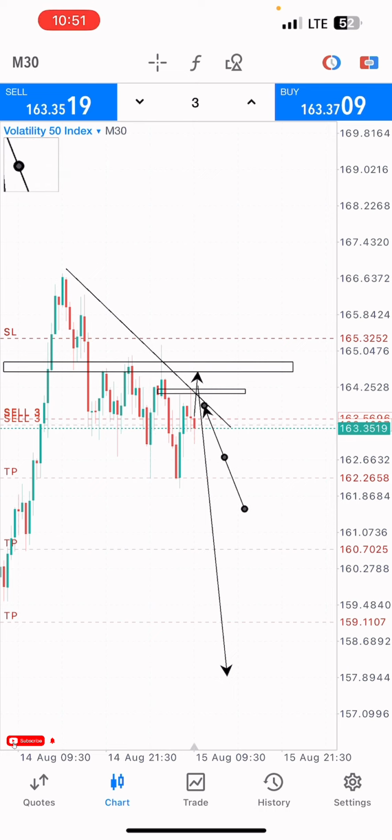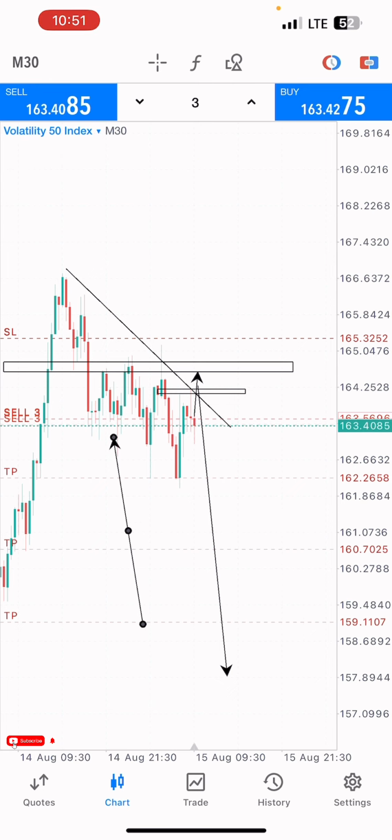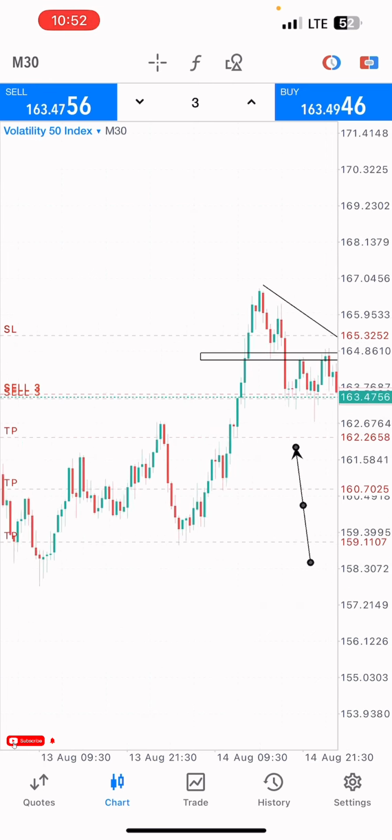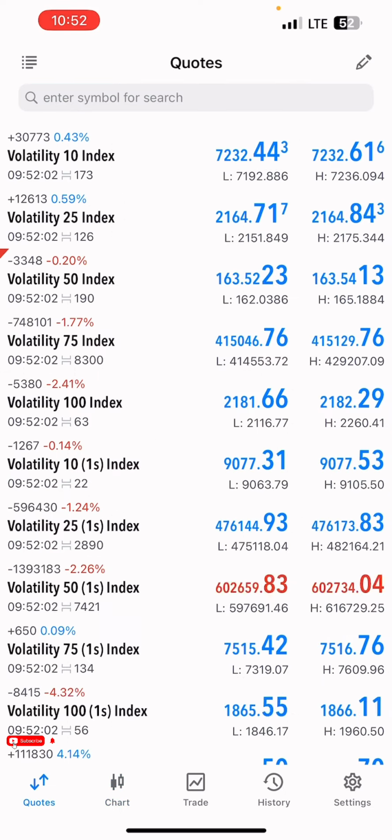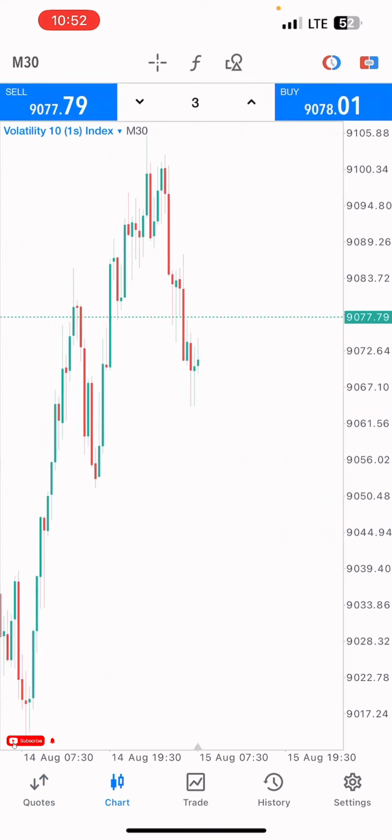Work alongside the zones of the market, those swing highs and swing lows, and set your take profit levels according to the last place the market pushed to before reversal. So that's how to set your take profit levels and stop loss levels in a trade. Let's check out another index. Let's check the 101S index and see.